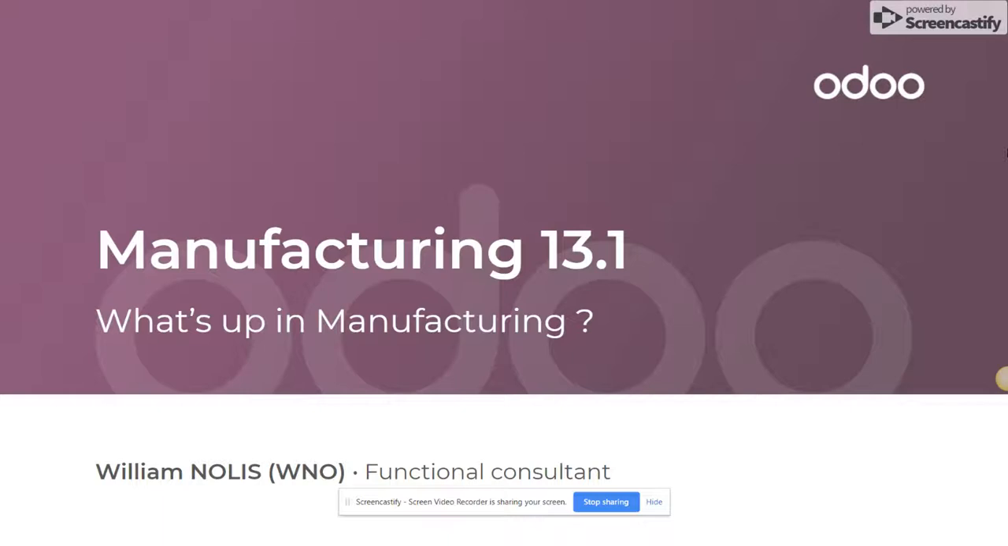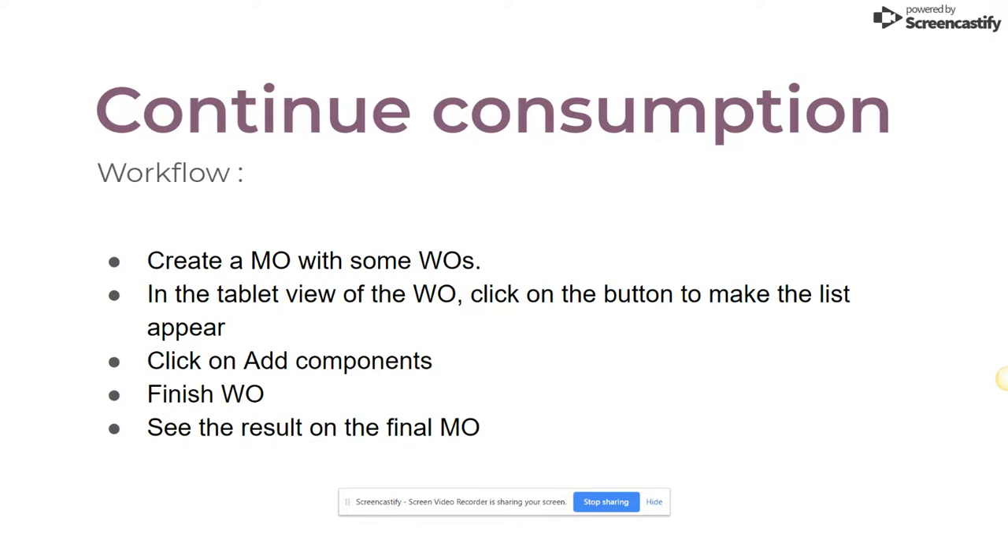Hi everybody, in this video we will see what are the new features that we will find in manufacturing version 13.1. So in the presentation I'd like to highlight two different main features, and then we will just review the other ones. So the first one is the possibility to continue consumption on manufacturing orders that have work orders.